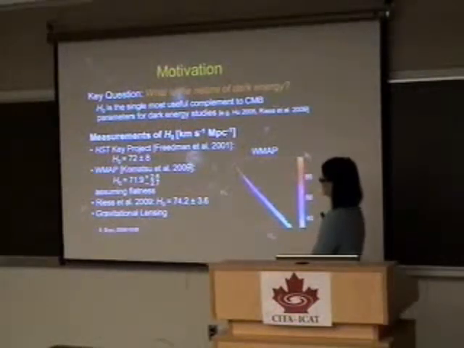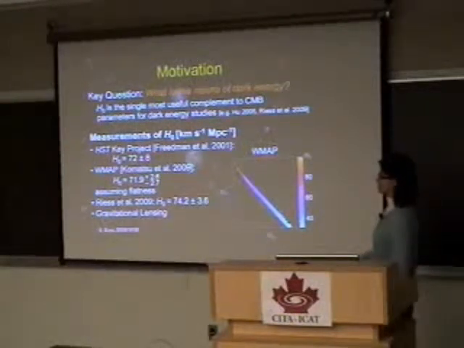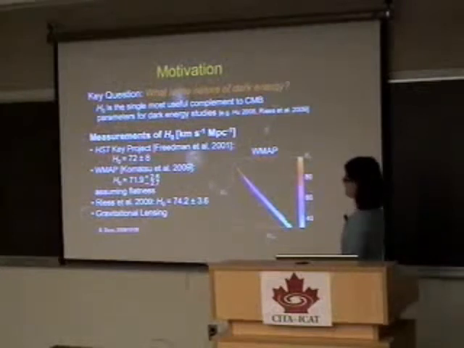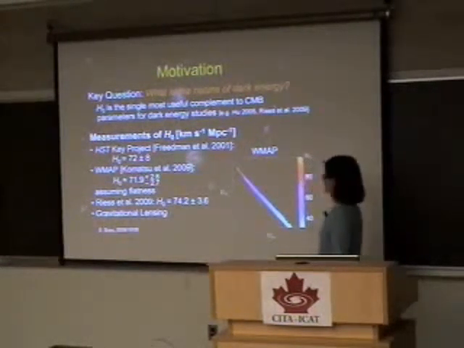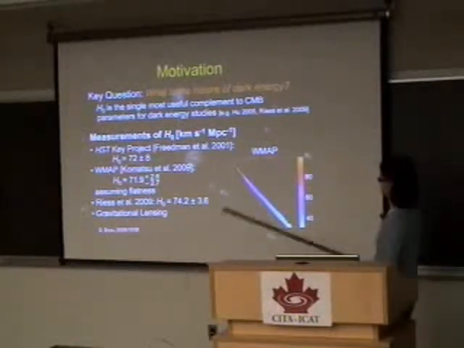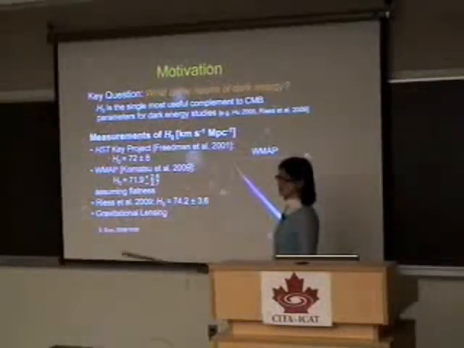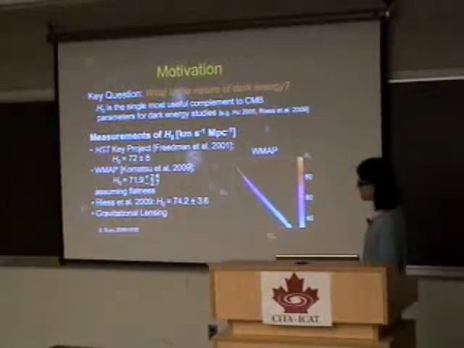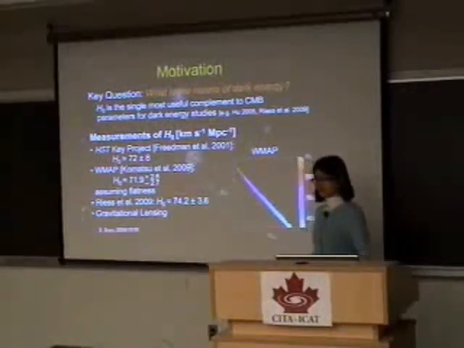So one of the key questions in cosmology now is, what is the nature of dark energy? Is it a vanilla cosmological constant with w = -1? Is w time varying? One way to make progress on answering these questions is a precise measurement of the Hubble constant, because as Wayne Hu pointed out in 2005 and recently shown by Riess et al. and collaborators, H0 is the single most useful complement to the CMB parameters for dark energy studies. H0 is also important in its own right because it sets the age, the size, and the critical density of the universe.